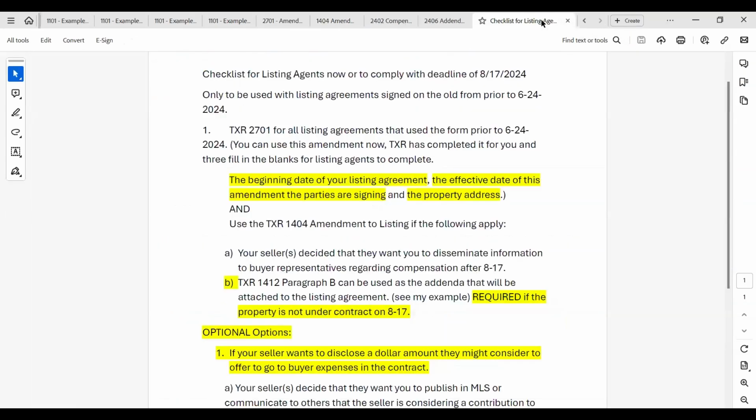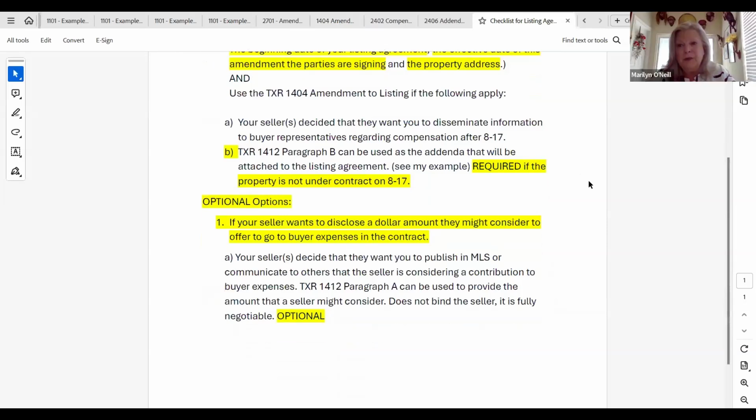All right. Thank you. Now, what is optional for you? Remember what we had checked in the new listing agreements in 11F? So if your seller, when you got that new field in MLS, you probably went and had a conversation with your sellers. This is what you should do. And if your seller wants to disclose a dollar amount they might consider as a contribution to buyer's expenses, then you would use the 1412, but that's optional. No seller is forced to do that, but you as a listing agent won't mention one word if your seller would consider a contribution to buyer's expenses unless you have something in writing from the seller authorizing that.